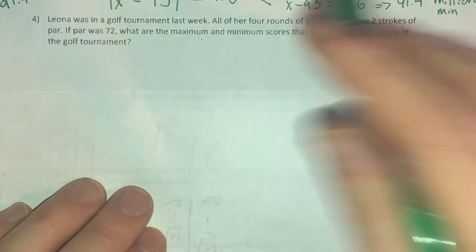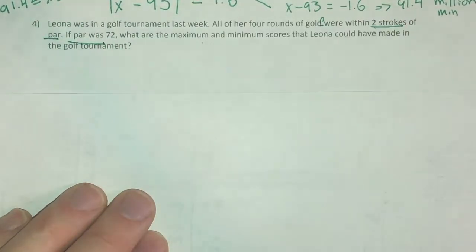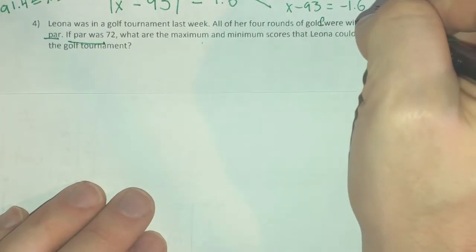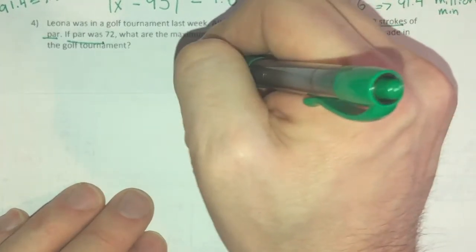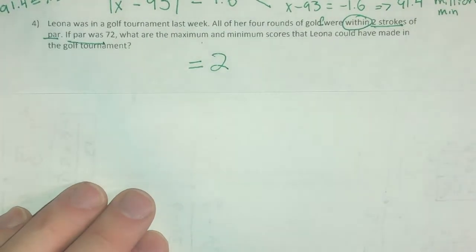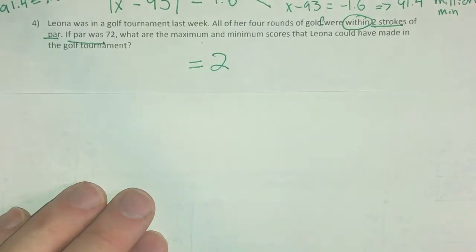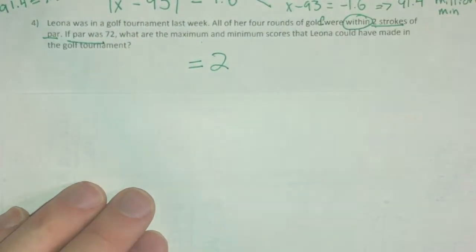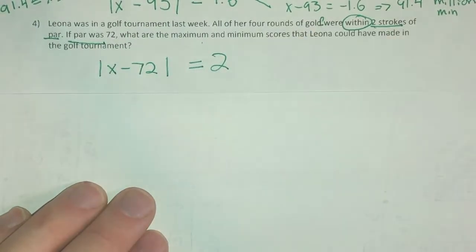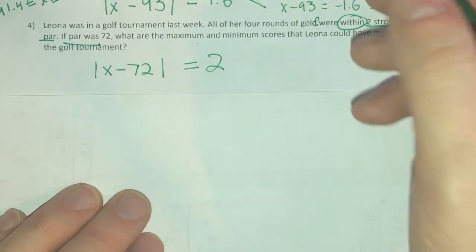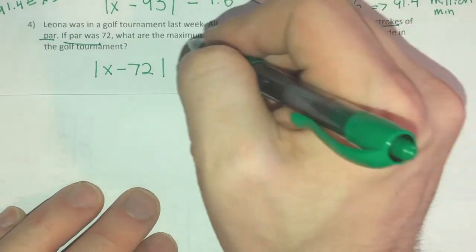Okay, so what do we need to know? 2 strokes of par. Par was 72. So let's think about the keywords here. Within. When you see that, what it tells you is that's going to be the number that goes on the other side, because the difference is within 2, at most 2, okay? So I'll actually do this both ways. I know that the difference between the score and par is 2, but if you think about within, it really feels like you're supposed to do an inequality.